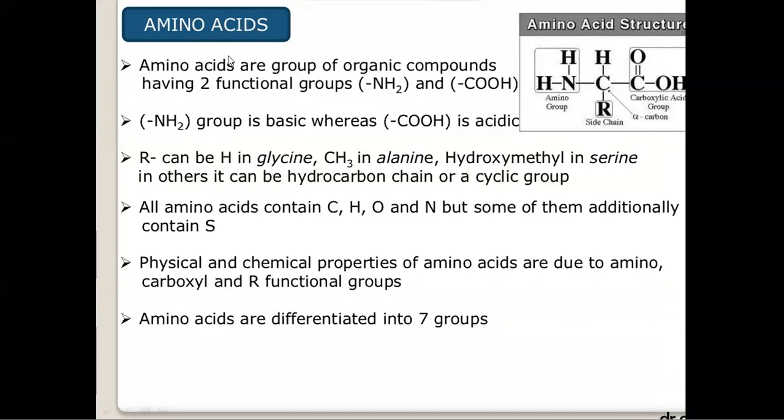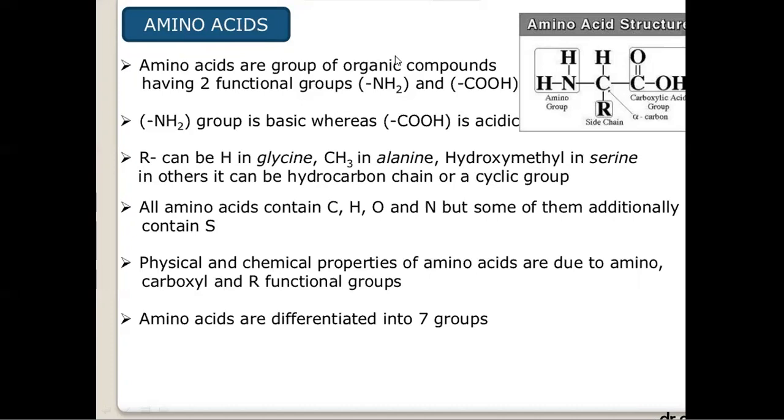These amino acids have the basic elements carbon, hydrogen, oxygen, and nitrogen. But a few amino acids also have a sulfur group. For example, cysteine has a sulfur group in its structure. Amino acids show physical properties like solubility, melting point, taste, and optical isomerism. They are water soluble and have melting points of more than 200 degrees. Some amino acids are sweet in taste, and some are tasteless or bitter.